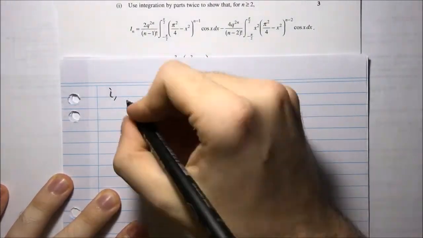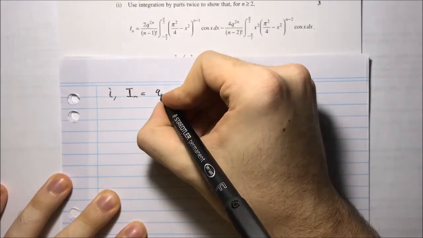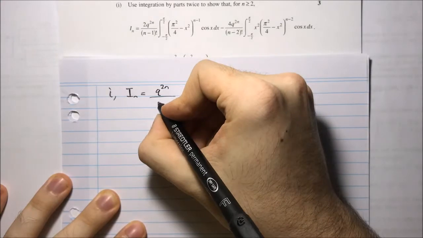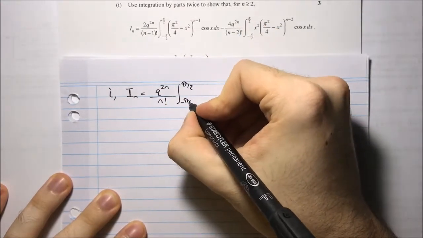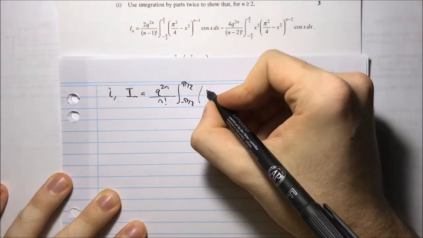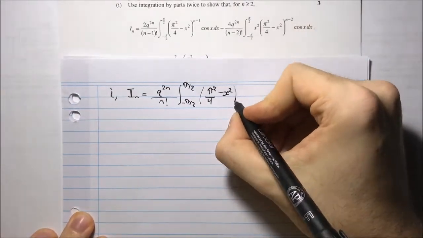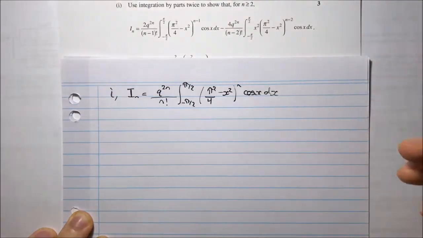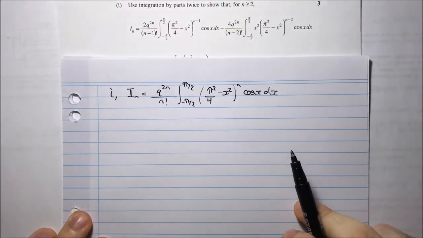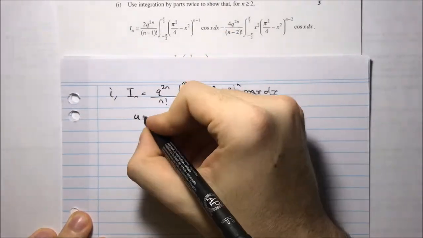Part I. Now, our integral I_n is equal to q to the 2n divided by n factorial, the integral from negative pi on 2 to pi on 2, of pi squared on 4 minus x squared to the power n multiplied by cos x dx. Okay, I need to use integration by parts. In fact, it says to use it twice, but for the first time, what is going to be my u and what is going to be my v dash?